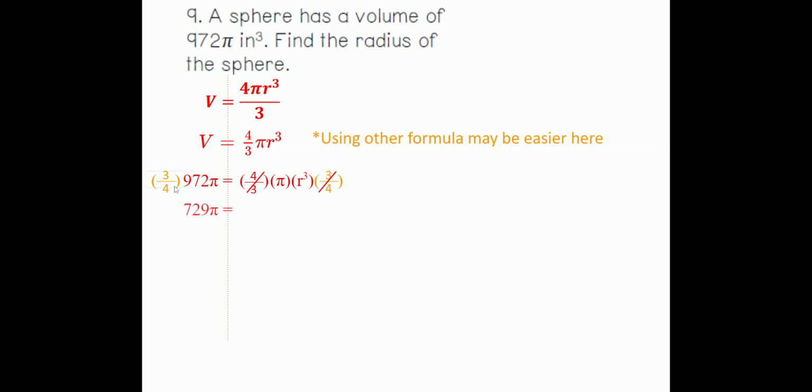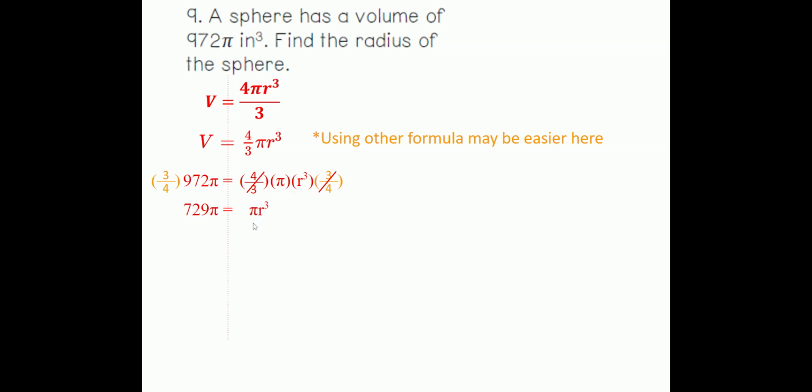So 3/4 times 972 pi is 729 pi. How do I figure that out? Well, it's 3 times 972, and then you take that answer and you divide it by 4, and you'll get 729 pi. What's left over on this side after those two get canceled out is pi times radius cubed.